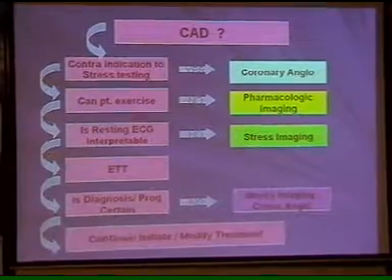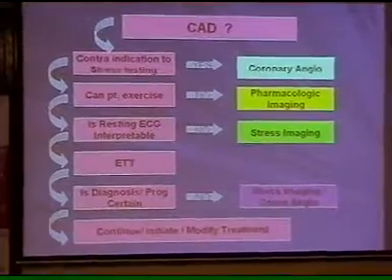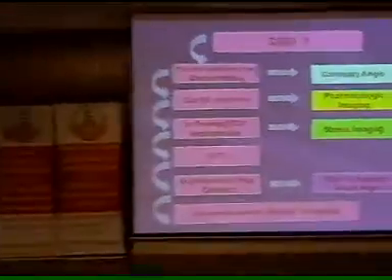But if yes, it is interpretable and diagnosis and prognosis would be clear after ETT, then go for ETT straight away, and afterwards you can continue medication, you can initiate medication, you can modify medication. So this should be the algorithm to plan for ETT. Now next, coming to the stress Thalium.